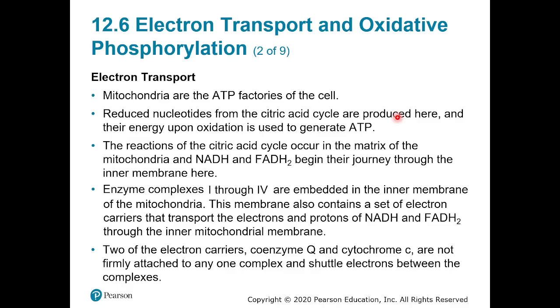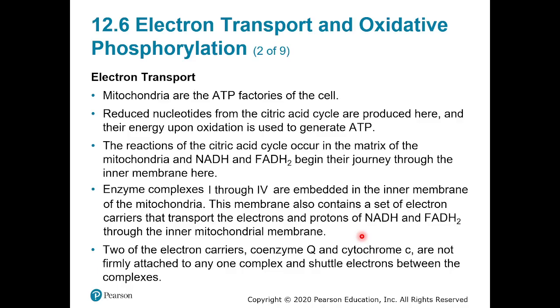Okay. So, the reactions for your citric acid cycle are going to occur in the matrix of the mitochondria. The NADH and FADH2 begin their journey in the inner membrane here. The enzyme complexes, which we're going to talk about 1 through 4 first for the electron transport chain. And then we'll talk about enzyme complex 5, which will then be the oxidative phosphorylation. Okay? These are going to be embedded in that inner membrane of the mitochondria, usually on those cristae, which are those little points that sort of jut out into it.